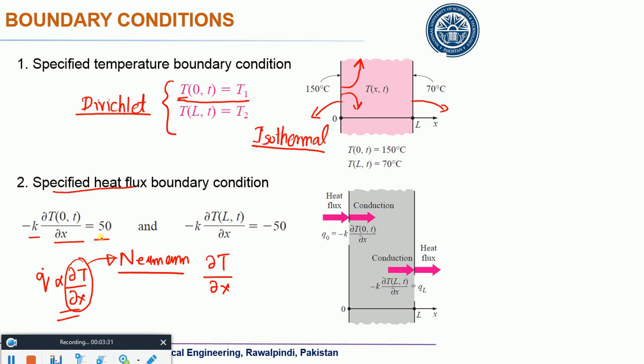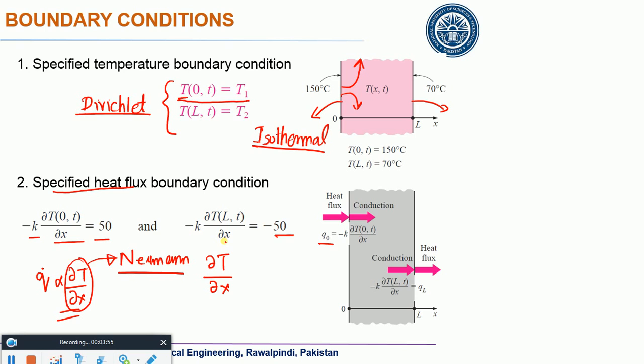If you represent it like this, that instead of presenting it as an isothermal curve, you say that the heat transfer rate or flux across this surface is this much. Let's say on this boundary you specify Q naught to be 50 and on this side you specify Q naught to be minus 50.